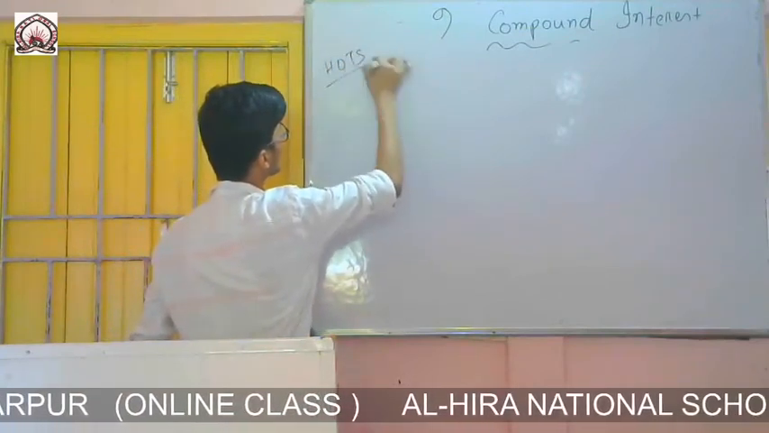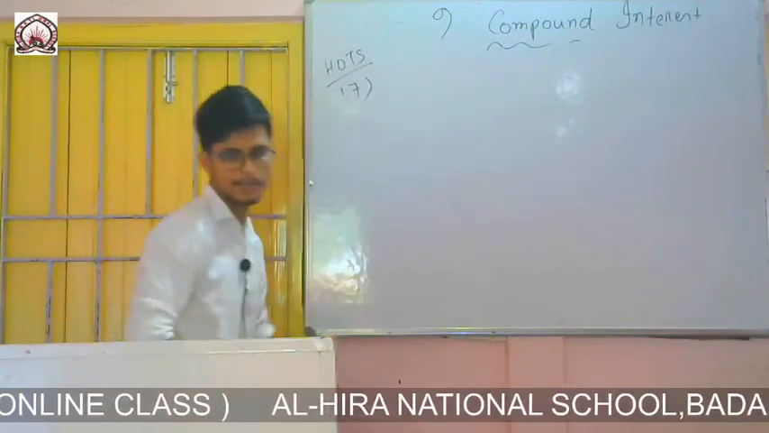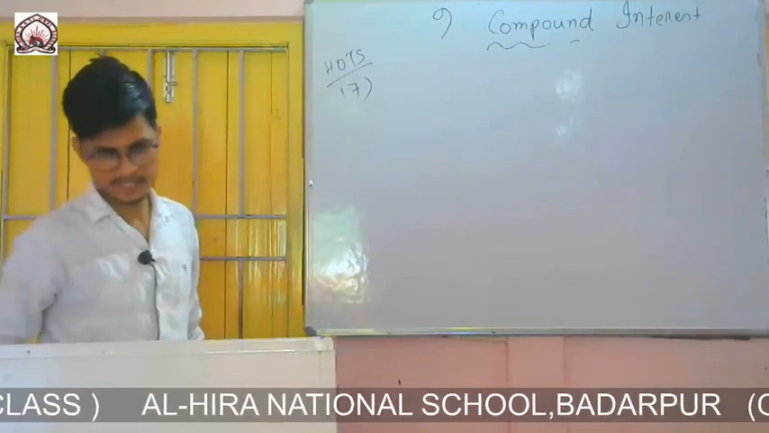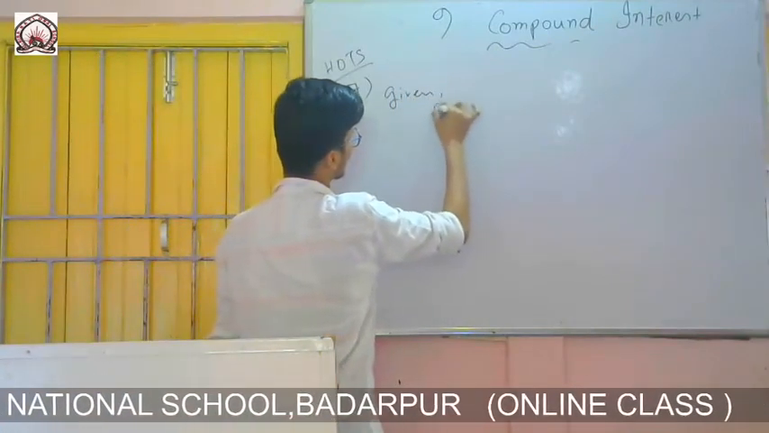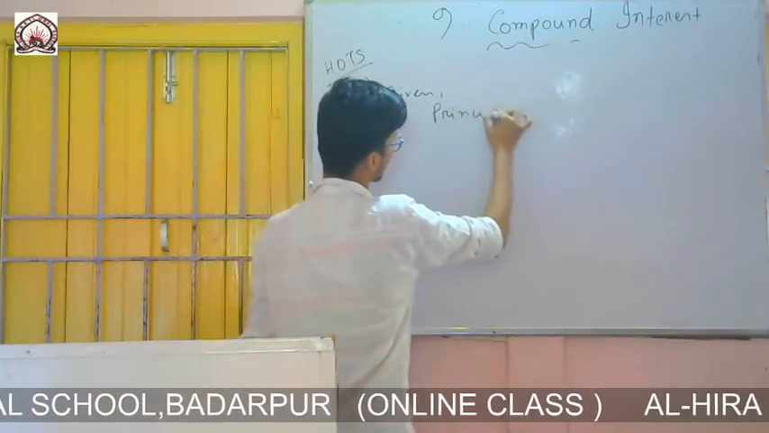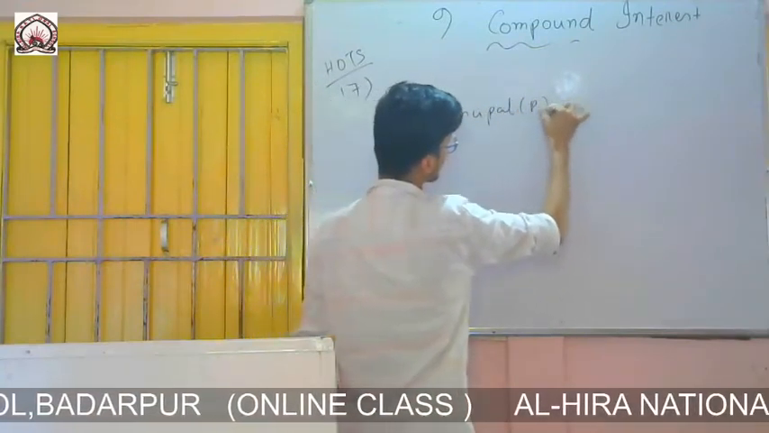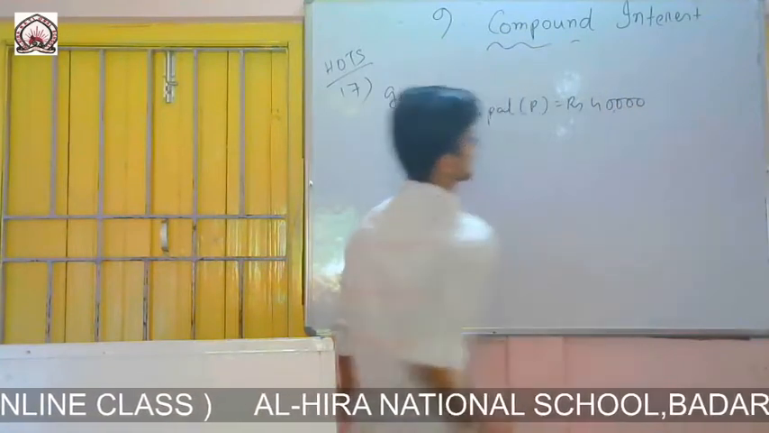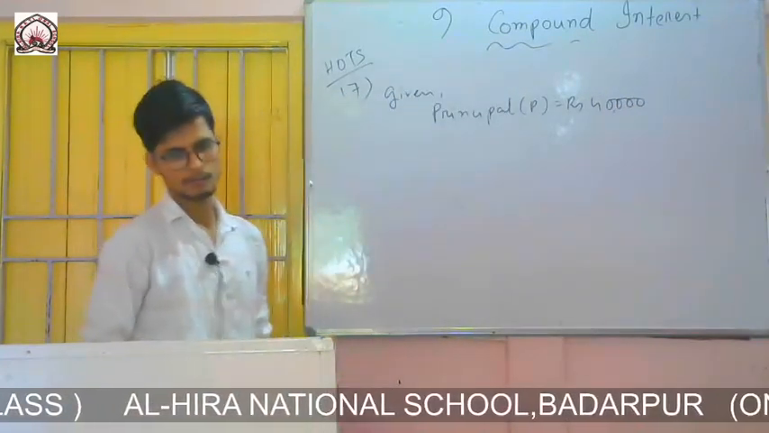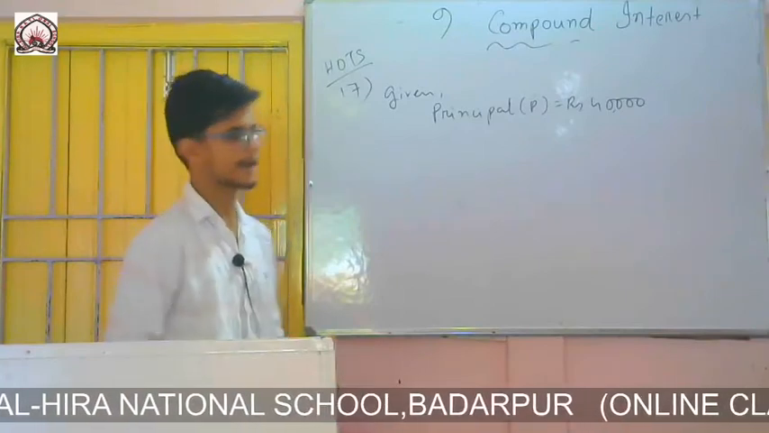High order thinking, question number 17. Given principal P equals rupees 40,000, and 3 different rates are given.